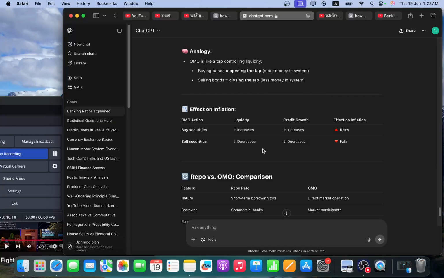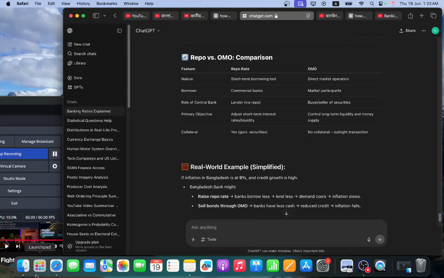Effect on inflation. Okay, repo versus open market operation comparison. Nature: repo is a short-term borrowing tool, while open market operation is a direct market operation. Borrower: commercial banks for repo; market participants for open market operation. Who would the market participants be? Consumers, customers? Sure, why not. Role of the central bank: lender for repo; buyer and seller of securities for open market operation. Primary objective: adjust short-term interest rates and liquidity, versus control long-term liquidity and money supply. Collateral: government securities for repo, none for outright transactions.